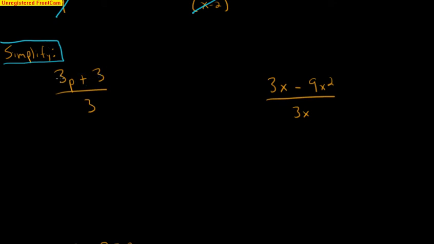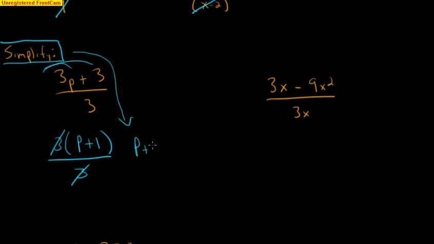So what I can do is I can factor a 3 out of both of these two terms here, and I'd end up with 3 times the quantity p plus 1 over 3. I just factored out a 3 from 3p and plus 3. Now this is multiplication though, and so I can reduce, cancel out the 3's. So simplified, the answer is p plus 1.